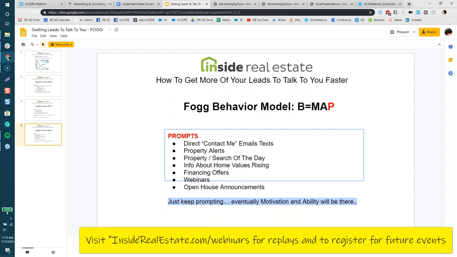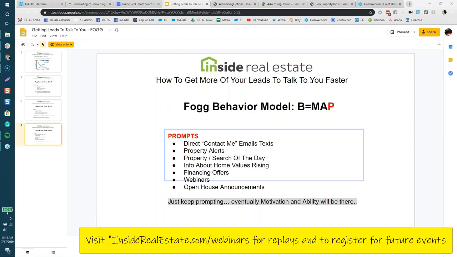So I'm going to take a breath. What's everybody think of this? If anybody wants to comment, have you heard of this model before? Have you heard it applied to real estate before? Any feedback you want to give would be great. I do have a couple of questions that are not related to the Fogg behavior.